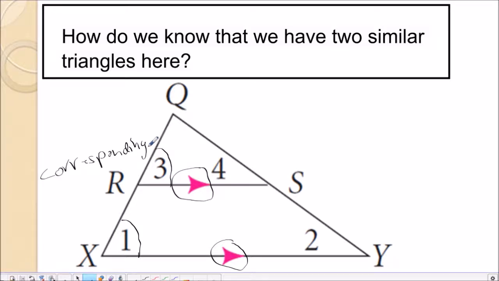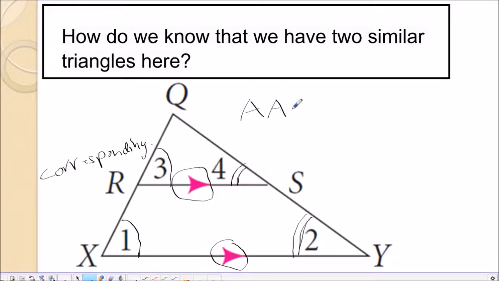And we learned that in our second unit, that anytime you have parallel lines, corresponding angles are going to be congruent. Okay, what about over here? Angle 4, could you tell me what angle 4 is going to be the same as? Angle 4 corresponds to angle 2. And so now, let's answer that question. How do we know that we have similar triangles? Because we have angle-angle similarity.